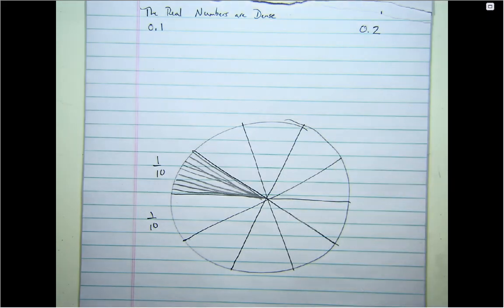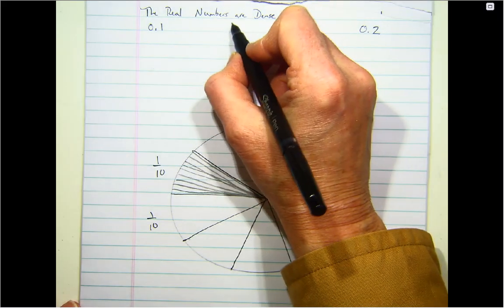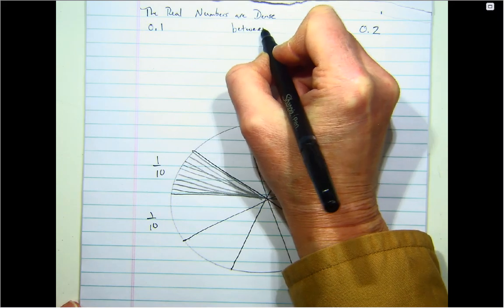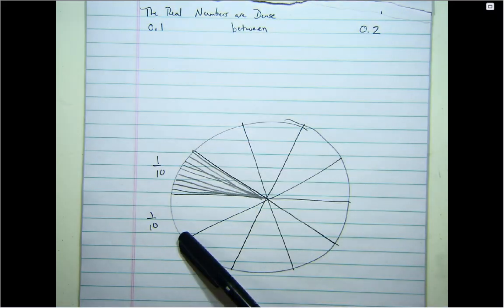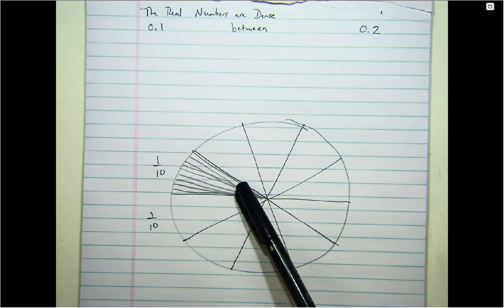When someone asks you for just a sliver of pizza, this is what they mean, okay? So we have hundredths now. So I can find the number between 0.1 and 0.2 by just taking 0.1 and adding on one more decimal place, right?